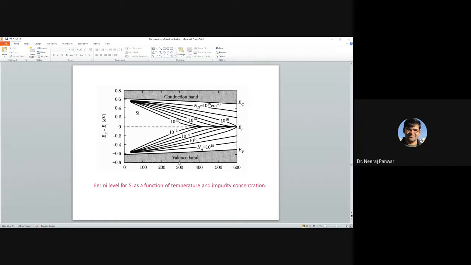Again, if we choose a particular temperature, for example 400 Kelvin, and we have different doping levels: 10 to the power 12, 10 to the power 14, 10 to the power 16, 10 to the power 18 per centimeter cube, you can notice that we require more temperature to convert these semiconductors into intrinsic semiconductors.